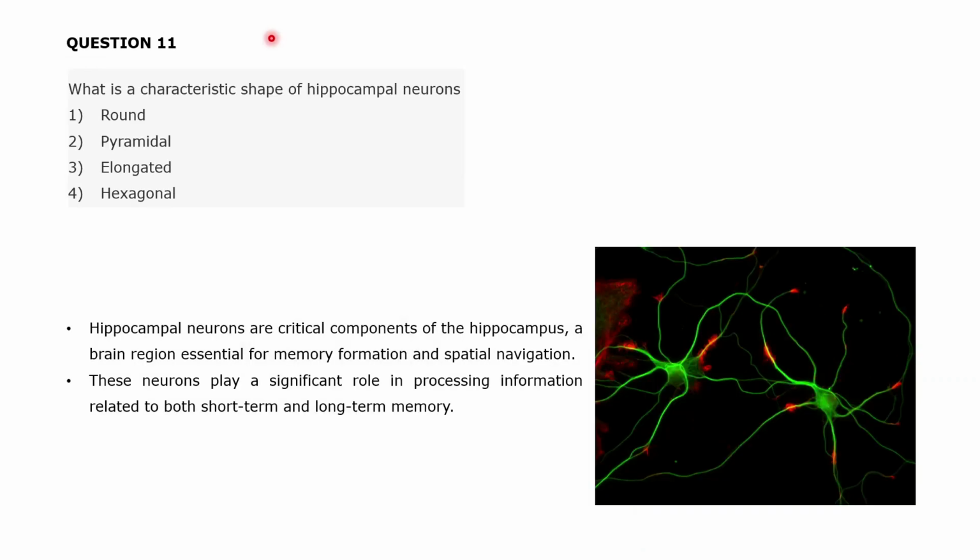Coming on to the next question, question number 11. What is the character shape of the hippocampal neurons? Round, pyramidal, elongated or hexagonal? Option 2, sir. Yeah, you are right. Option 2 is pyramidal in nature.